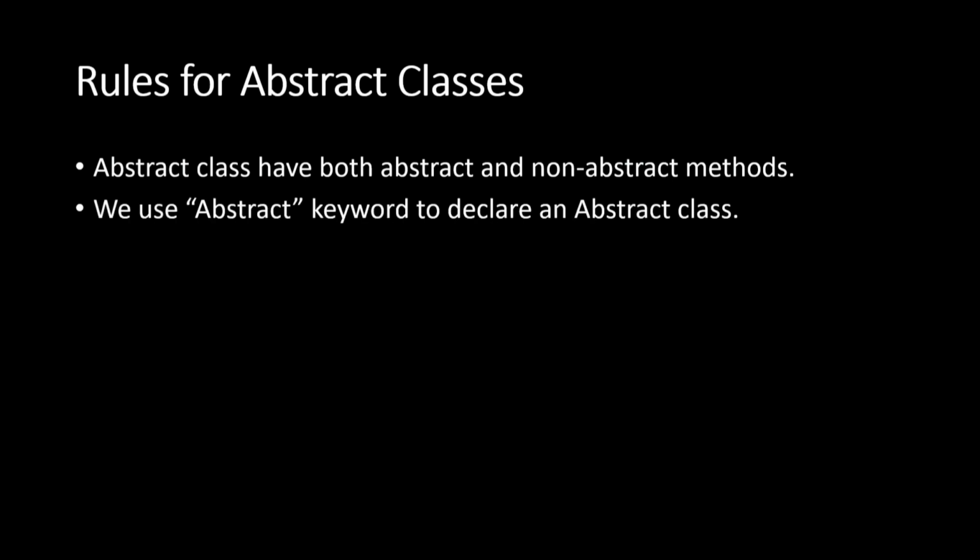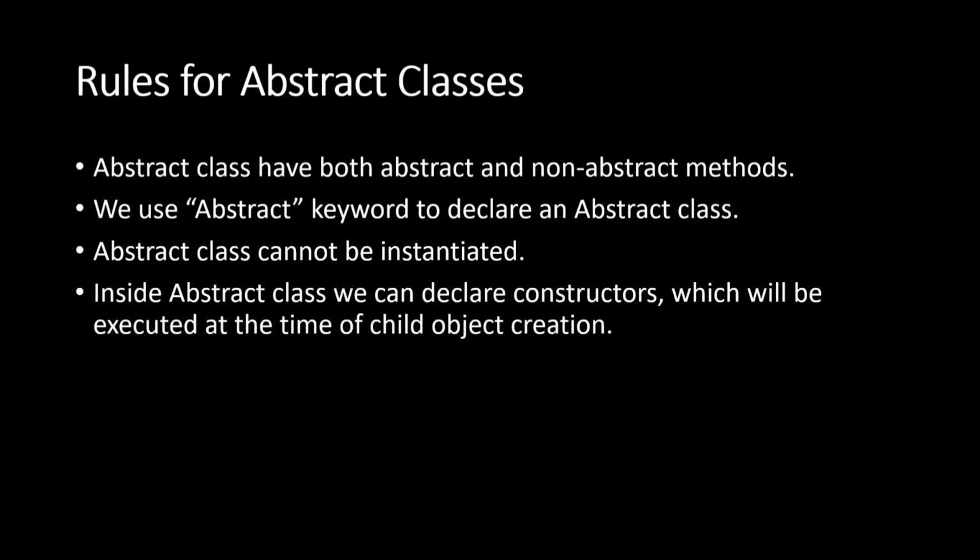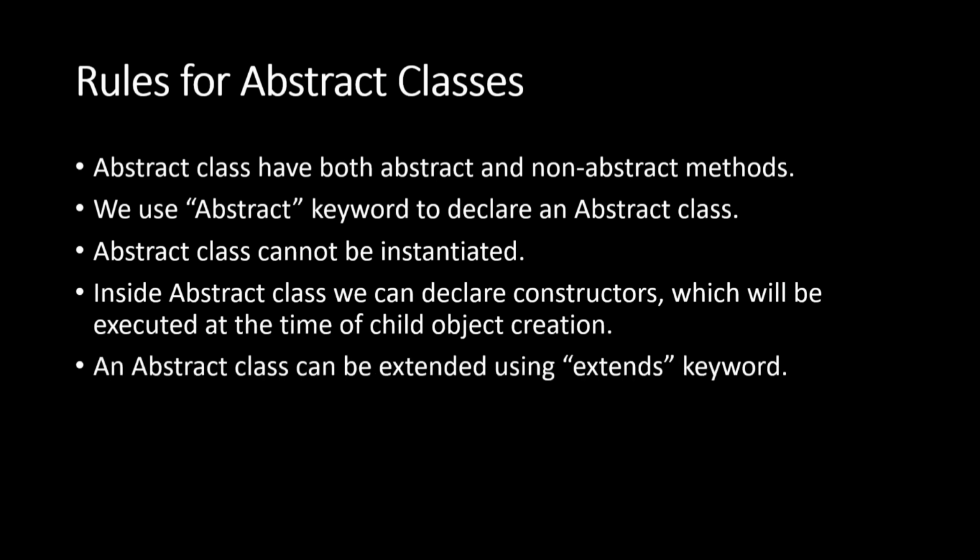Rules for abstract class. An abstract class can have both abstract and non-abstract methods. We use the abstract keyword to declare an abstract class. An abstract class cannot be instantiated. Inside an abstract class, we can declare constructors which will be executed at the time of child object creation.